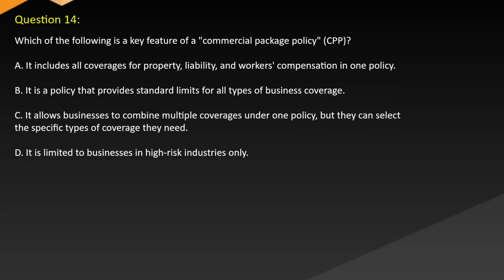Question 14. Which of the following is a key feature of a commercial package policy (CPP)? A. It includes all coverages for property, liability, and workers' compensation in one policy. B. It is a policy that provides standard limits for all types of business coverage. C. It allows businesses to combine multiple coverages under one policy, but they can select the specific types of coverage they need. D. It is limited to businesses in high-risk industries only.